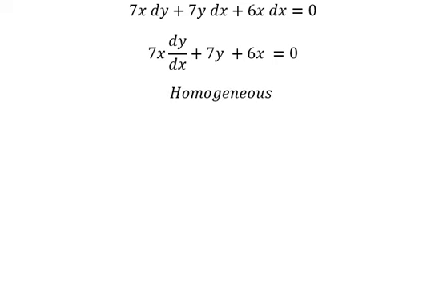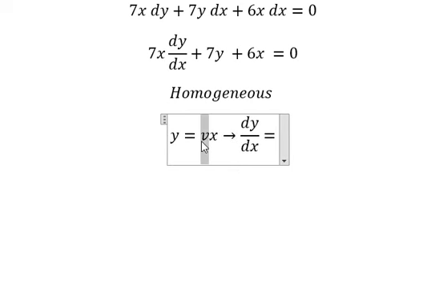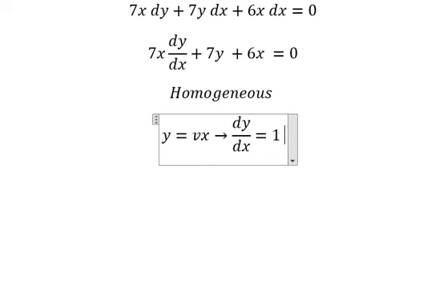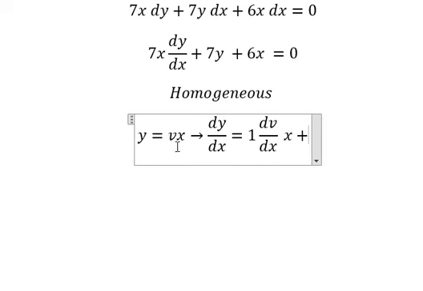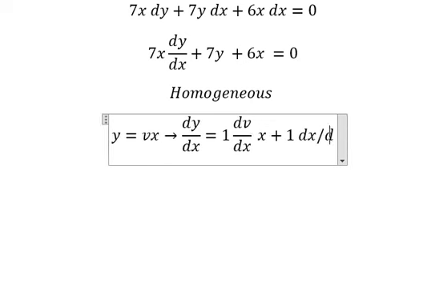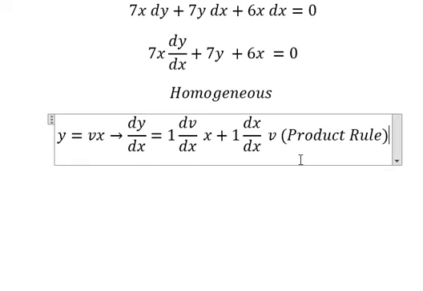So I will put y equals vx. Later we need to take the first derivative of both sides. This one is about number 1, dv over dx multiplied by x. This one is about number 1, dx over dx multiplied by v. And this is about the product rule of the derivative.